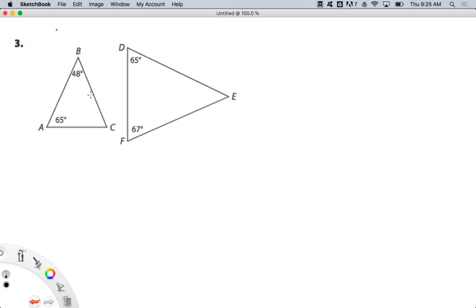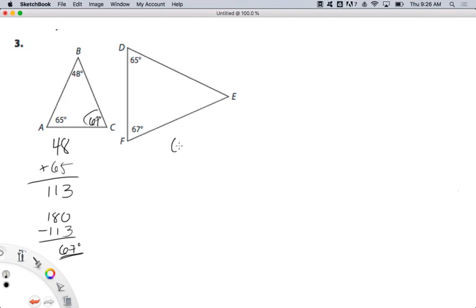So let's take a look at this. I have two angles. How do I find the third? I've got two angles of each one of these triangles, 48, 65, 65, 67. It's not clear that they have the same angles because I don't know what the third angle is in each one of them. So I could add them up and subtract from 180. So 48 plus 65 is 113. 180 minus 113 is 67. So this angle here is 67 degrees.